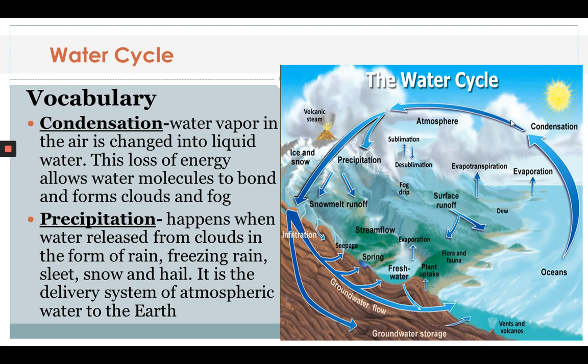The forms of precipitation are rain, freezing rain, sleet, snow, and hail. All water as it's in our atmosphere is in a frozen state. It depends on the ambient air temperature, that means the air temperature around it, as it comes back to our surface, what shape and form it takes. So rain is when it turns from a solid back to liquid.